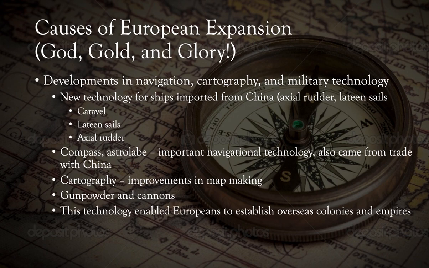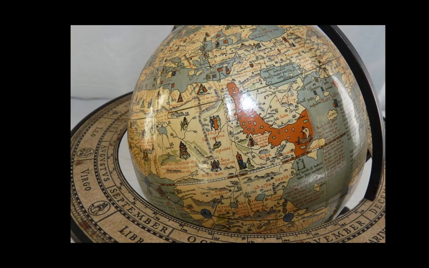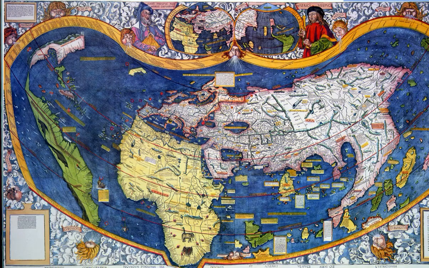There's also important improvements in cartography, which is map making. For example, in 1492, Martin Behaim made the first terrestrial globe, the first round globe like you see here. And then in 1507, this is Waldseemüller's world map. So one of the first world maps to recognize the Americas. But you can see on the far left, the Americas are much thinner than we know them to be now. This is because by 1507, there was only a preliminary understanding of the size and the shape of that continent.